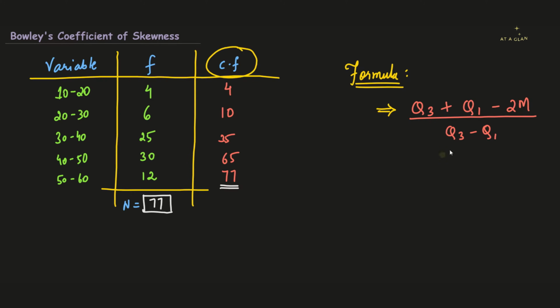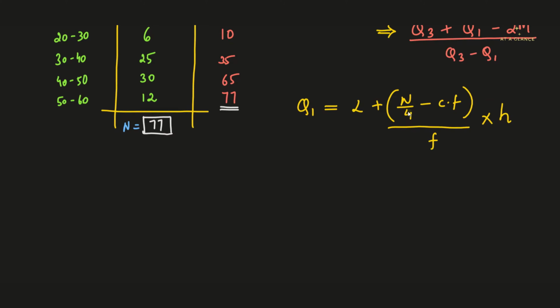We'll first see the formula of Q1, that is to find out the first quartile. The formula goes like this. Q1 equals L plus N by 4 minus CF. You have to keep in mind that this entire thing is in one bracket. This entire thing is divided by F, that is the frequency, and this is multiplied by H. So this is the formula for finding Q1, that is the first quartile. So now let's quickly find out each and every term, plug in the values and find out the value of Q1.